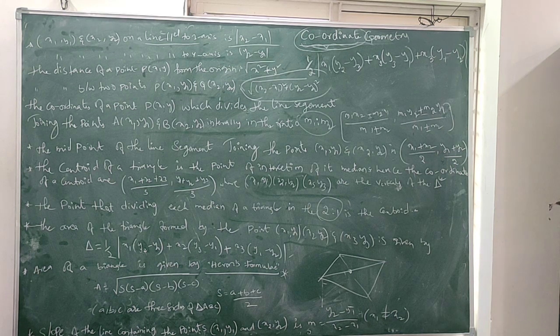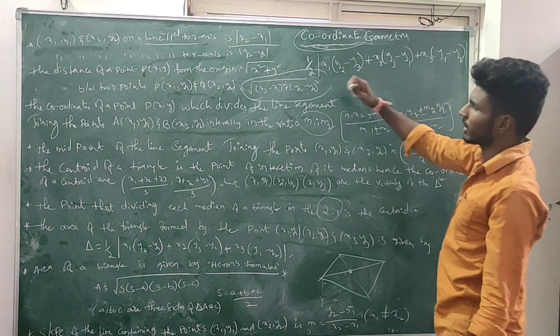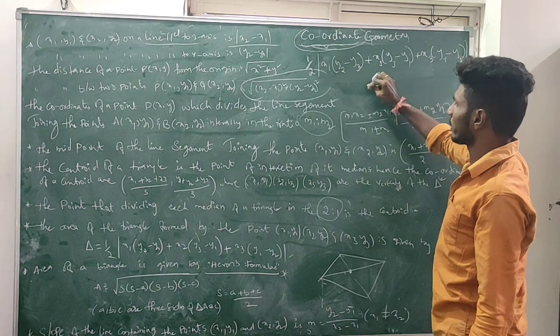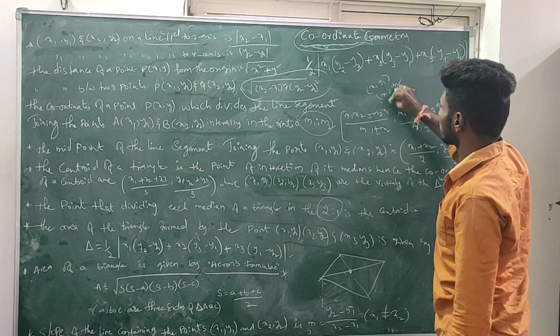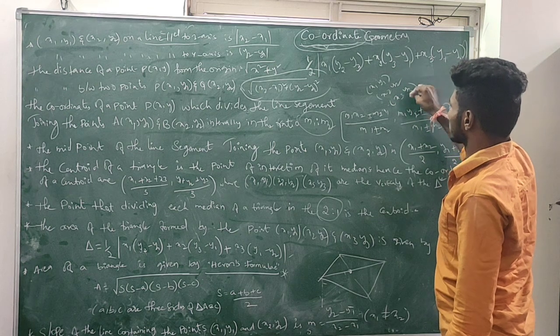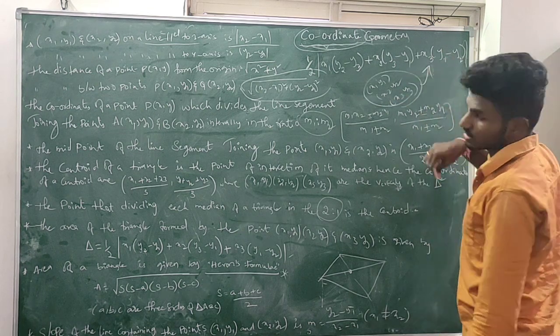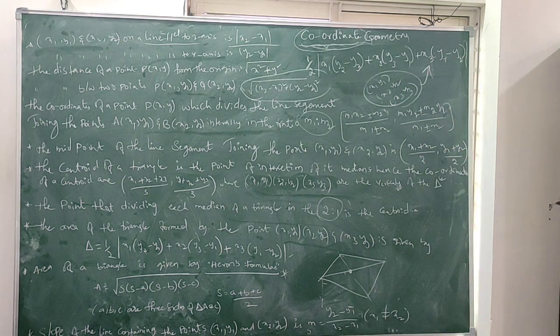That's all. So simple thing now, if you remember this formula and you have 3 coordinates given in the question, x1, y1, x2, y2, x3, y3, substitute all the values in this. That's all. Your answer is done.